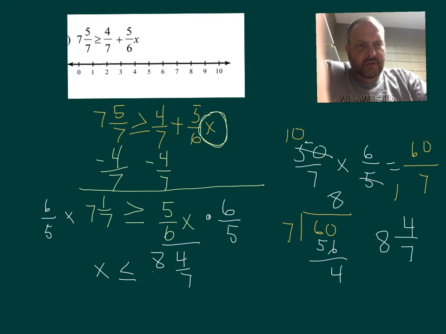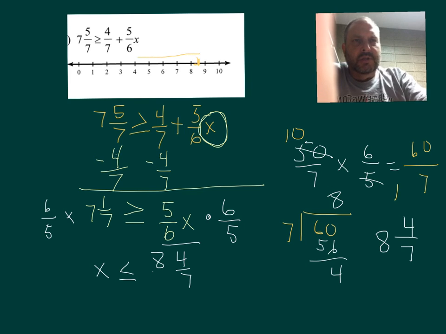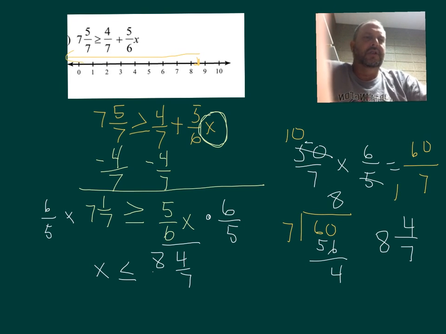And I did not do a very good job of writing my 8. That should be a little bit bigger than that. And at that point, to graph that, my graph is a little bit small here, but my closed circle is kind of going in the middle because 4/7 is about in the middle of the line, and then it's all those numbers that are less than 4/7. So again, I am drawing my arrow to the left.